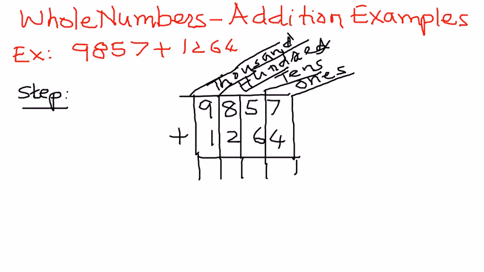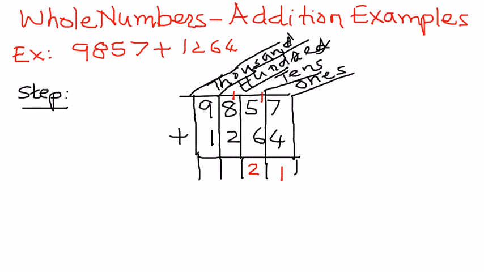Now we are ready to add. We're going to add the numbers in their respective columns. 7 plus 4 is 11. So we carry 1 to the next place to the left of it. We carry 1 to the tens place and write the 1 in the ones place. Now we continue adding in the tens place. 5 plus 6 is 11. 11 plus 1 is 12. So we carry 1 to the hundreds place and write the 2 in the tens place.